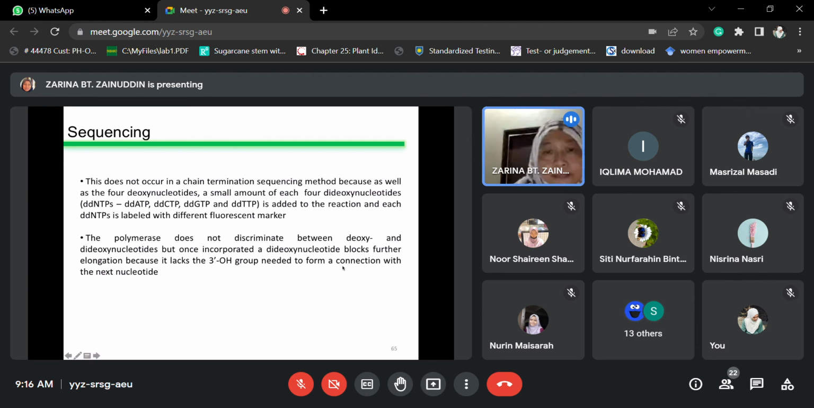Now, this does not occur in chain termination sequencing, because as well as the 4 deoxynucleotides, each of the 4 dideoxynucleotides will be added. The DNA polymerase cannot distinguish between deoxy and dideoxy. So when it starts synthesis of the DNA strand, it will incorporate dideoxy, and it will also incorporate deoxy. But we know that once a dideoxy is incorporated into the growing, newly synthesized DNA strand, it will stop the process of DNA synthesis.